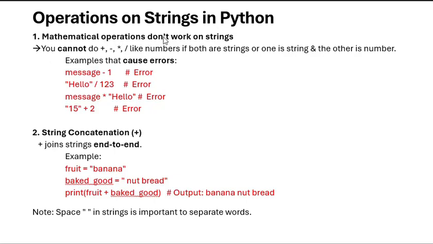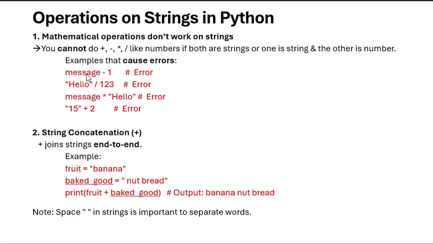Here mathematical operations don't work on strings because a string is not a number here. That's why the mathematical operations do not work on the string. And you cannot do addition, subtraction, multiplication, division like numbers if both are strings, or one is a string and the other is a number. When you have two strings, you cannot perform any mathematical operation. And if you have one string and one number also, you cannot perform any mathematical operation there.